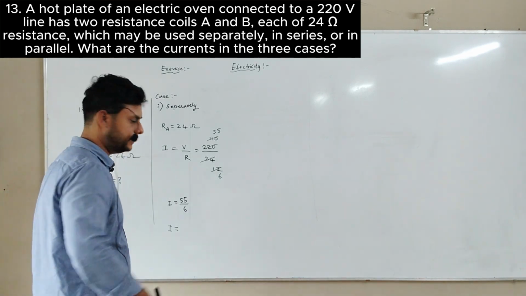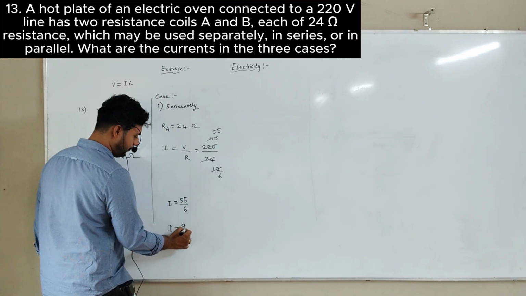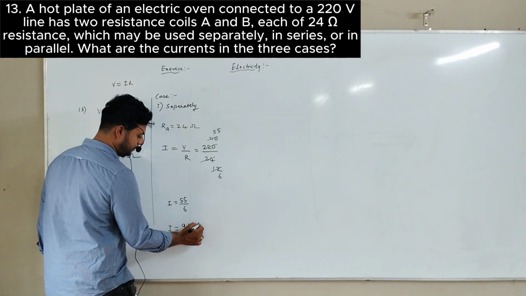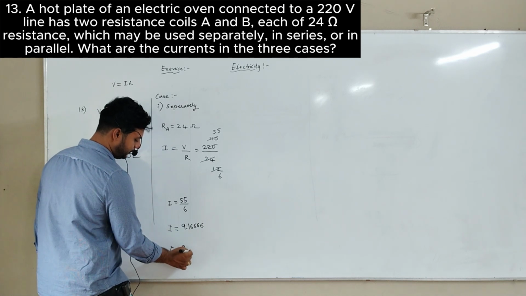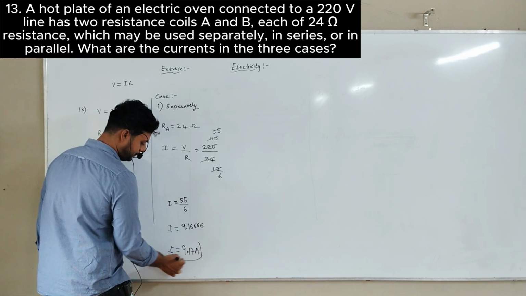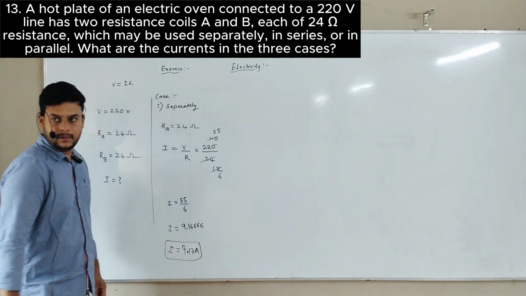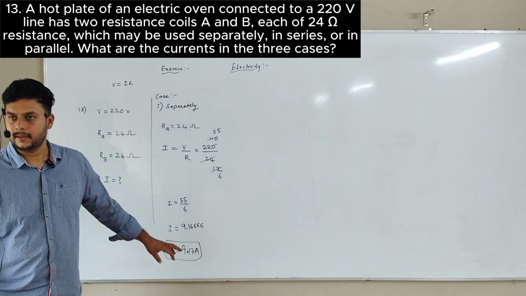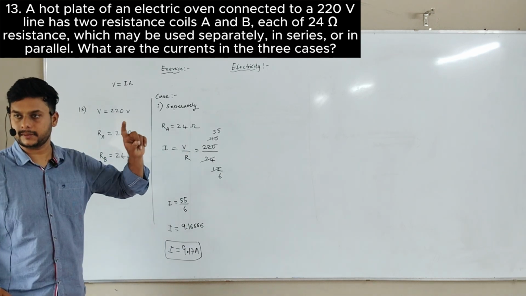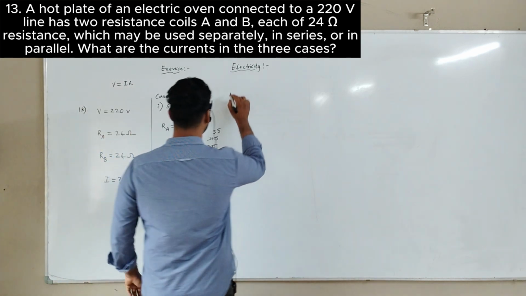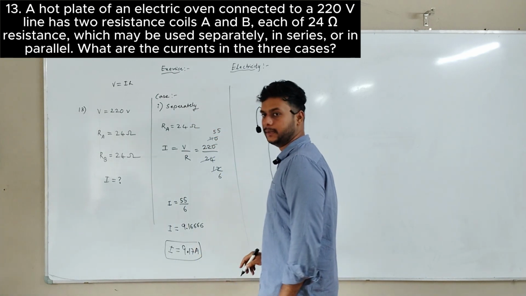9.17. 1666 will come. 9.1666 will come. So this can be written as 9.17 ampere. Understood what I did here? So here how much resistance I have used? Only one resistance. Second, if I use one resistance, the current is 9.17.